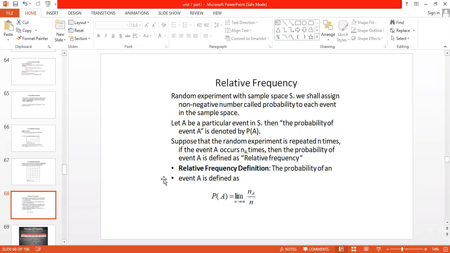What we are doing here is conducting the experiment n times and counting how many times the particular event occurs. If Na is the number of times the event A occurs, then the probability of A is equal to the limit as n tends to infinity of Na by n. This is called the definition of probability by relative frequency.